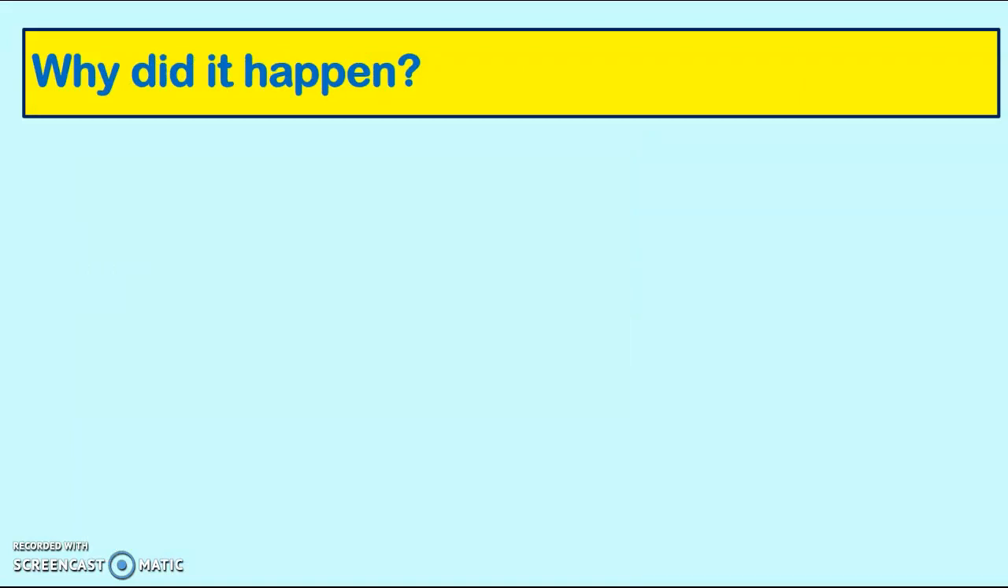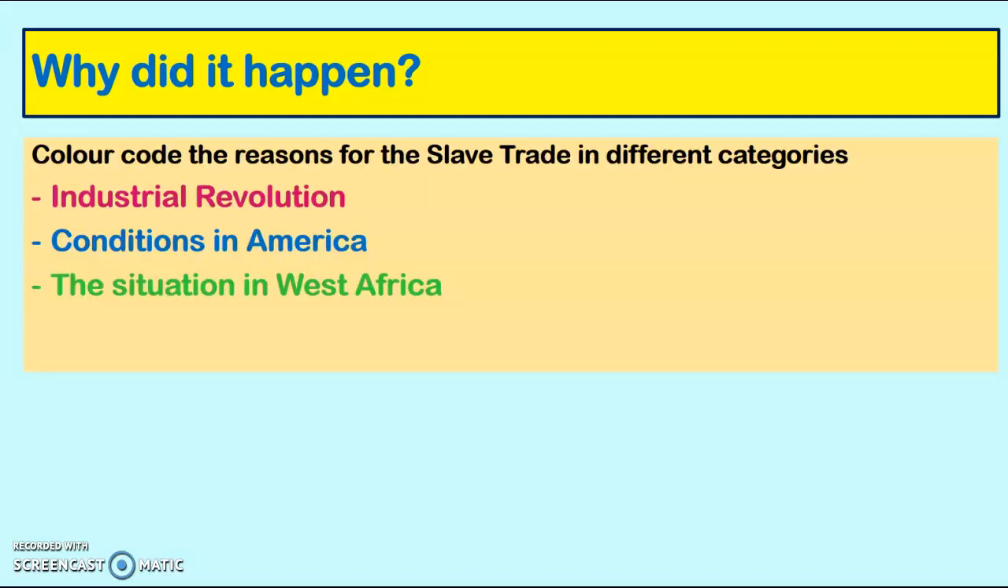So we know what happened, and I've talked about it a bit, but we need to think about why it happened. You should have a sheet of different reasons for the slave trade. You are going to colour code those in different categories. You can either colour code it on your computer, or you can print it off and colour it in. If you don't have a printer and you don't have access to do something on Word, you can just create a table with each of these as a heading and copy out the different information into those categories.